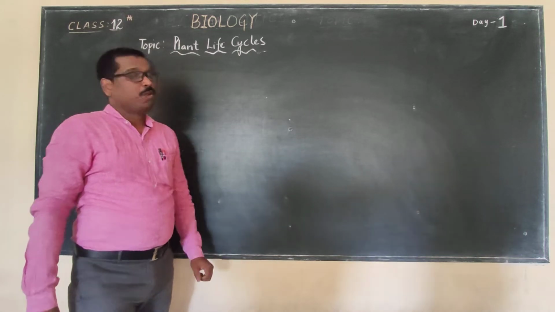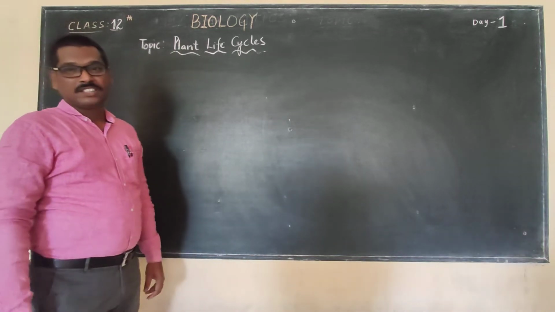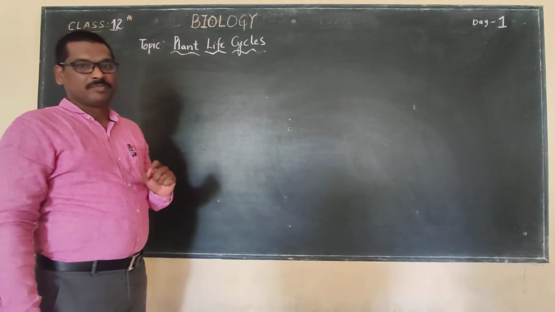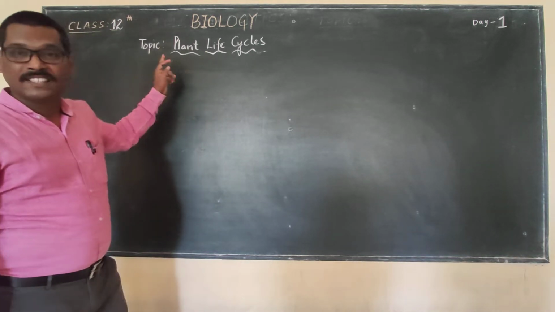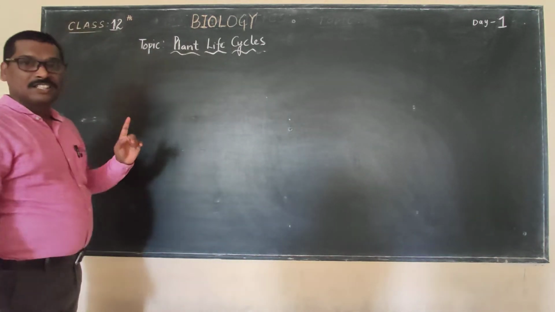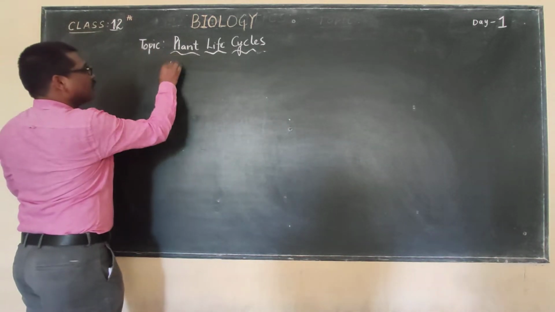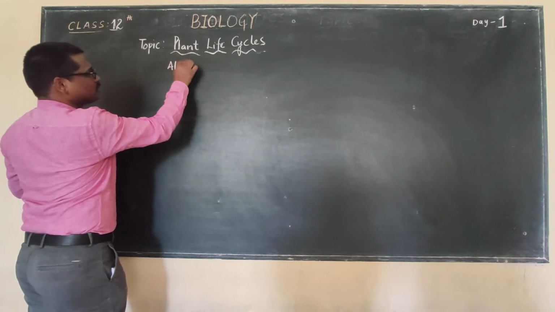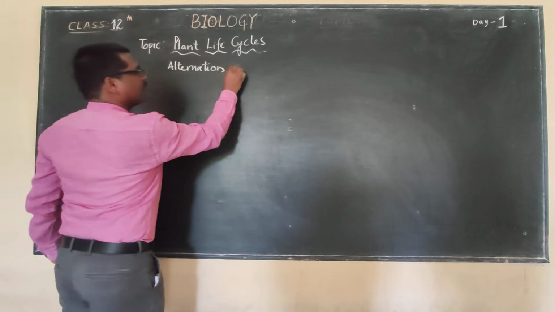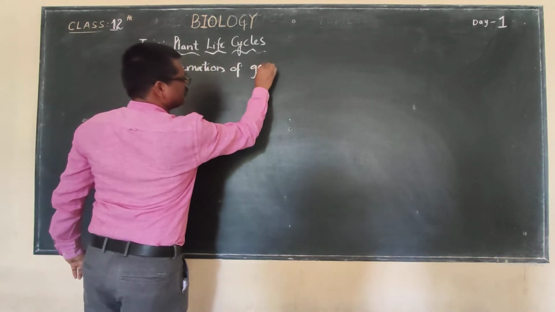Hi students, we are going to discuss the subject biology, and in biology under the plant kingdom we are going to discuss one topic called the plant life cycles. Plant life cycles is also known as alternation of generations.